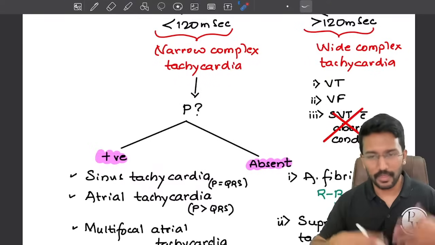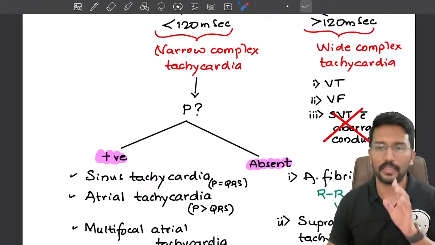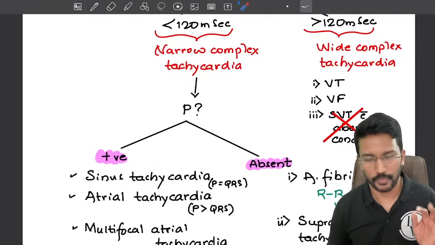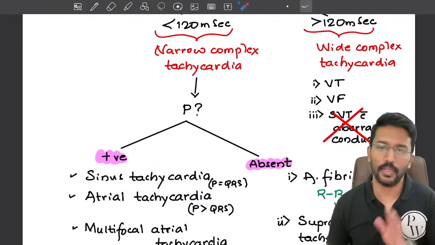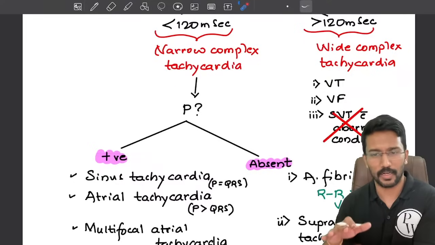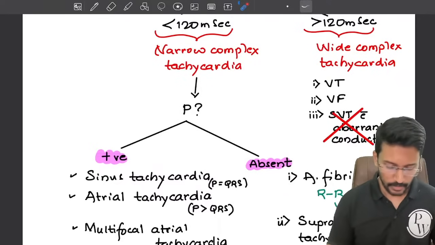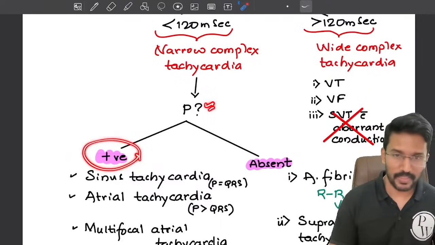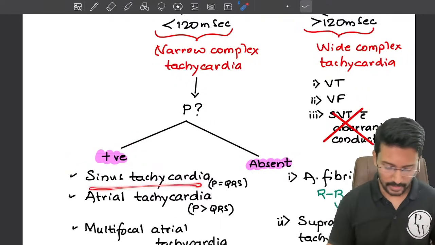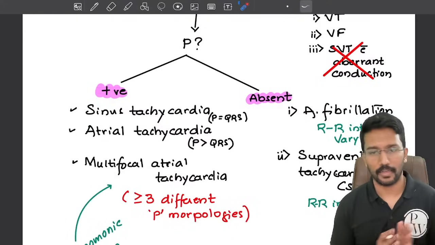In the ECG, many things will look like P waves. Until and unless you can confidently identify it as a P wave, it is not a P wave. It should look like a proper P wave. Then only you can say a P wave is present. If there is something looking like some haphazard change on the baseline, it is not always a P wave. So if a P wave is present, then it can be sinus tachycardia or atrial tachycardia or multifocal atrial tachycardia.